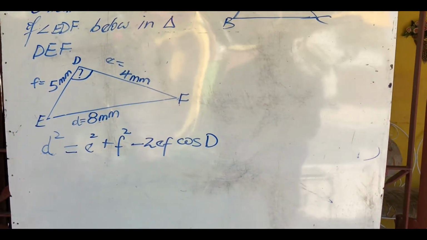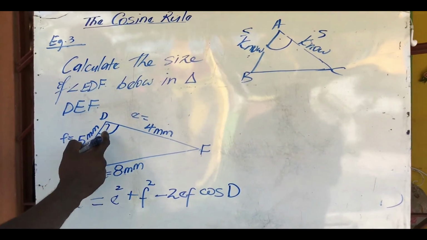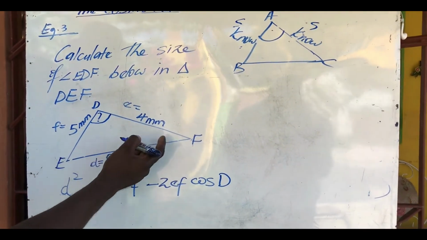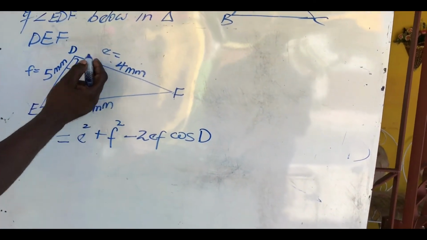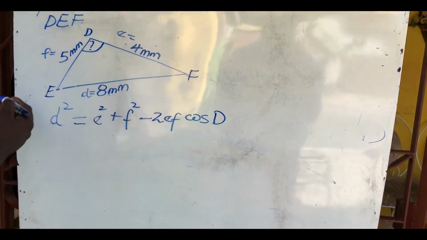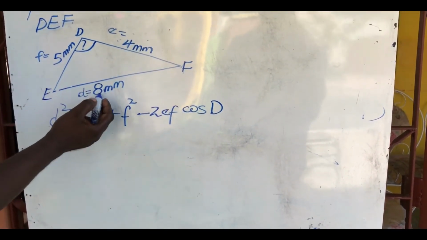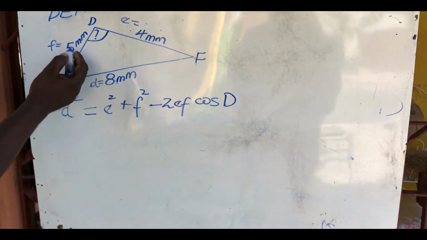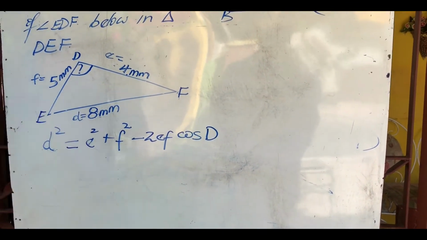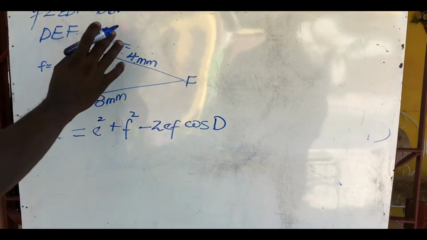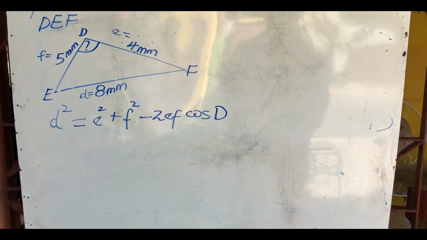Now, it is of note that this triangle basically satisfies the rule that I mentioned, in which the sum of any 2 sides must be greater than the length of the third side. So when I add 5 and 4, I get 9. 9 is greater than 8. When I add 8 and 5, it is greater than 4. And when I add 8 and 4, it is greater than 5. So this triangle basically satisfies the rule.